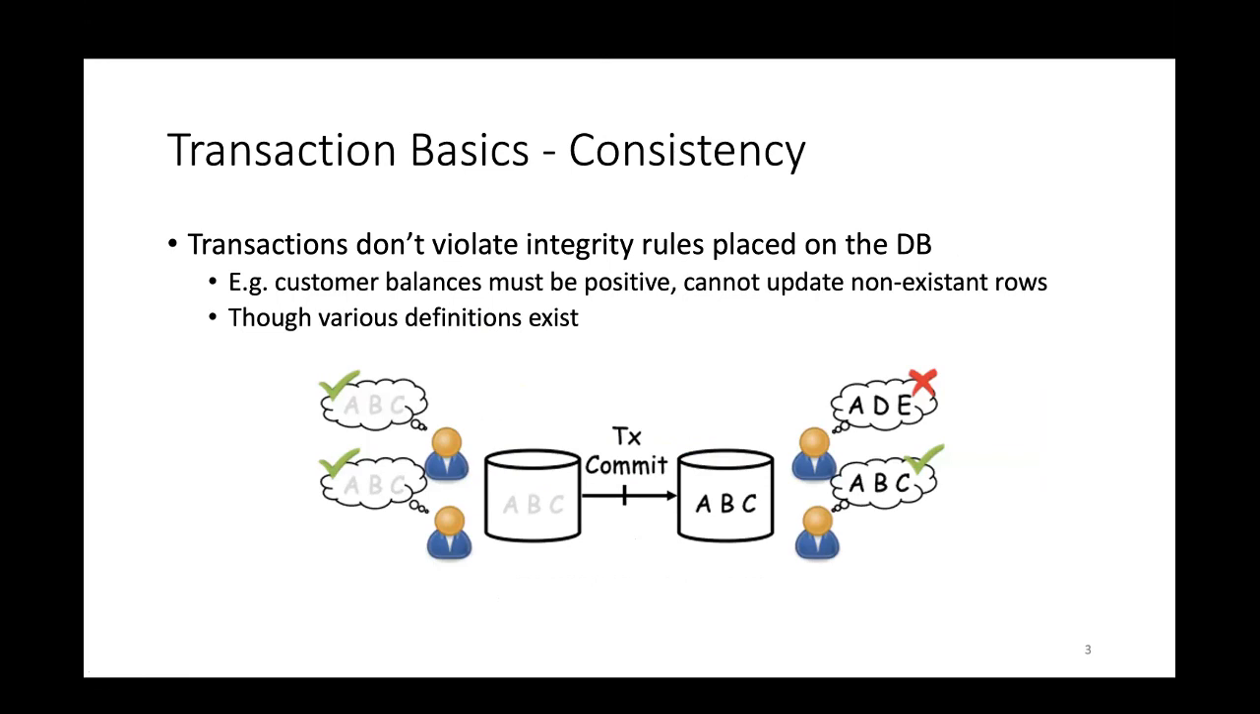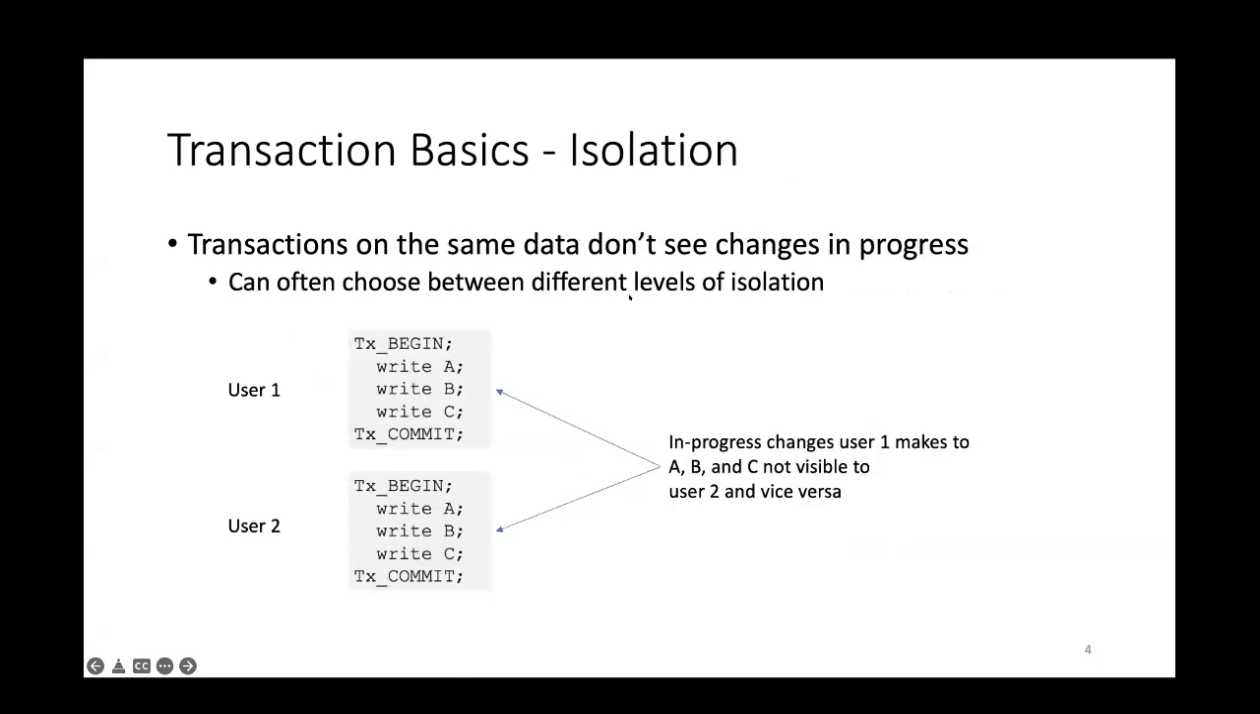For consistency, we can say very broadly that transactions don't violate integrity rules on the database. It's kind of hard to get a solid definition for consistency, but for example, we don't want to update rows that don't exist. Another example might be that when we update something in a transaction, there might be some rules, for example, customer balance can't be negative. And various definitions of this seem to exist, and it seems to change everywhere you look.